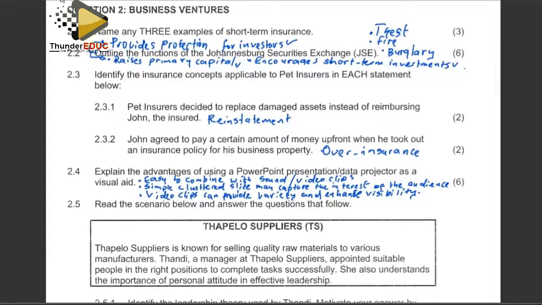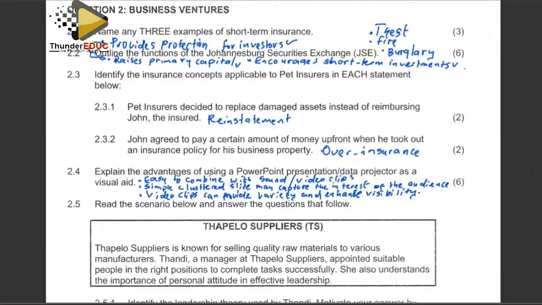So now 2.5 reads as follows. Read the scenario below and answer the questions that follow. So Tapelo Suppliers. Tapelo Suppliers is known for selling quality raw materials to various manufacturers. Thandi, a manager at Tapelo Suppliers, appointed suitable people in the right positions to complete tasks successfully. So now she also understands the importance of personal attitude in effective leadership.